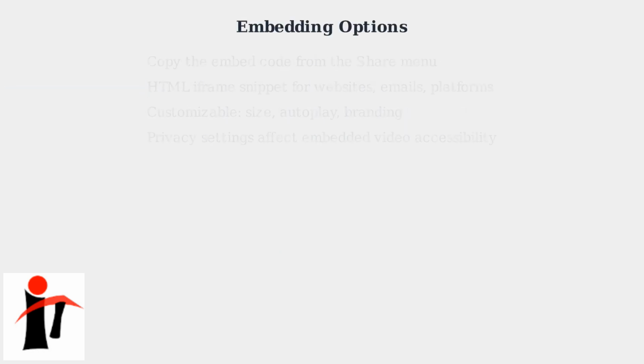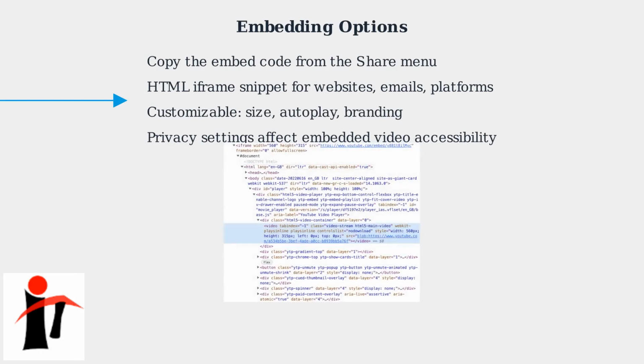For embedding your Loom video into a website, email, or platform like Notion or WordPress, copy the embed code, an HTML iframe snippet, from the Share menu. This code is customizable, allowing you to adjust video size, autoplay settings, and even add your brand's logo. Be aware that privacy settings also affect the embedded video's accessibility.